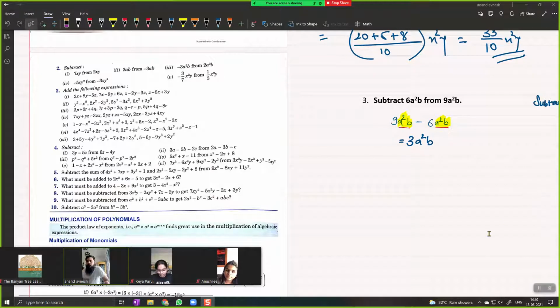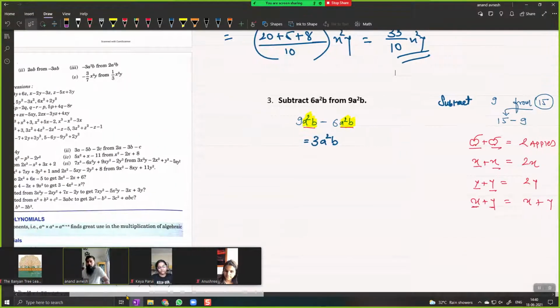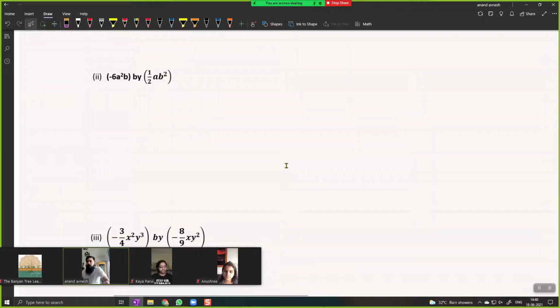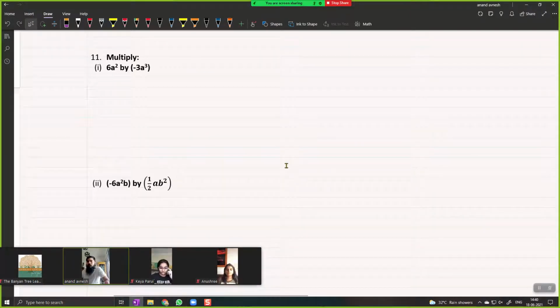Okay, then let's get to the third topic of the chapter, that is multiplication. Multiplication is fairly simple. You will be using the laws of exponents over here. Exponent chapter we have already covered, so you are aware about laws of exponents. In multiplication there is no rule about multiplying the like terms. You can multiply the unlike terms as well. So this topic we are going to finish very quickly.